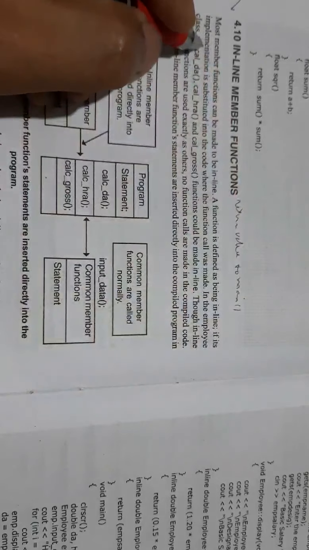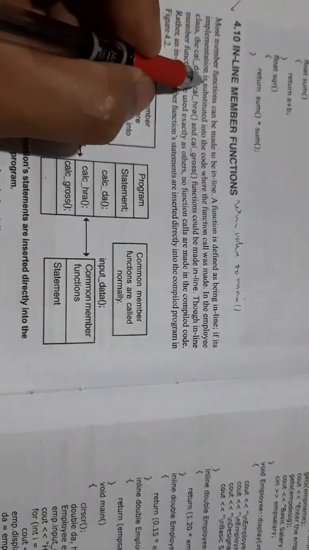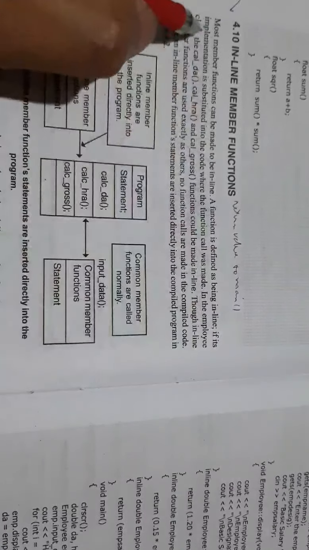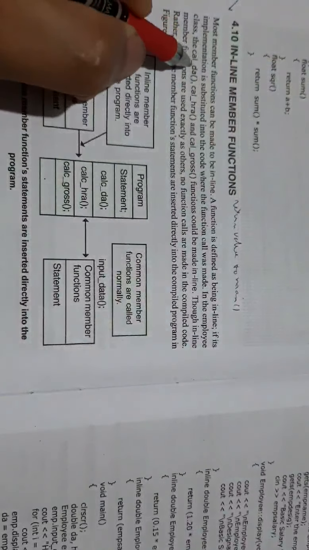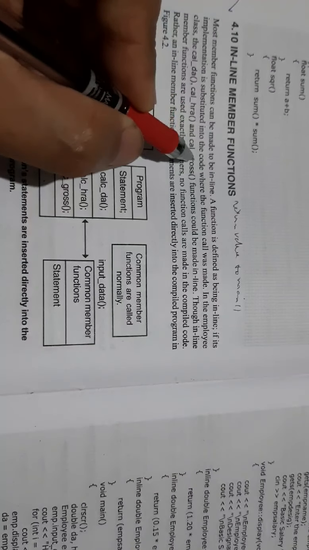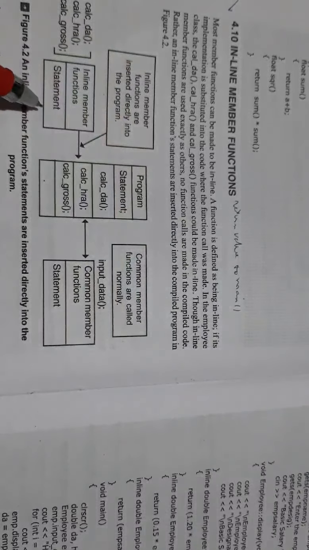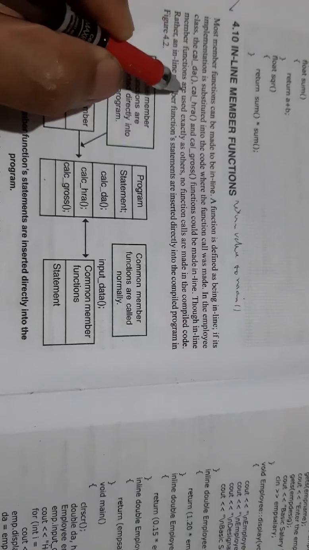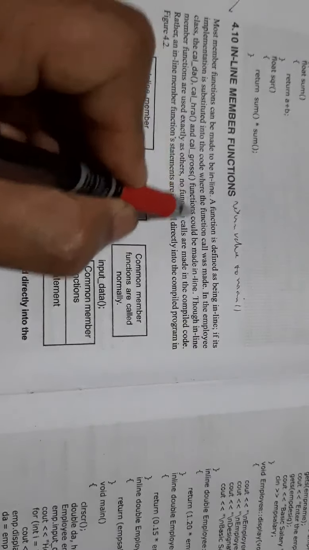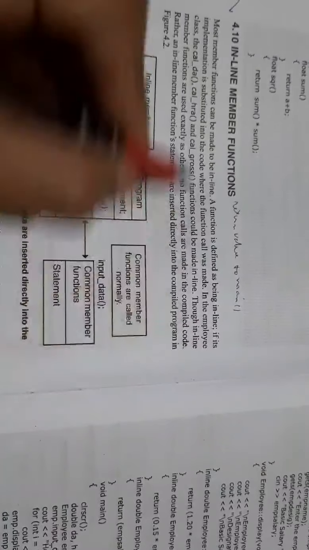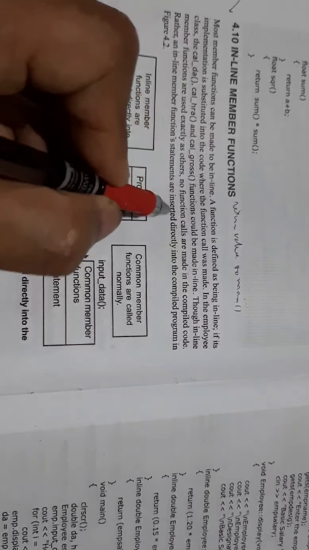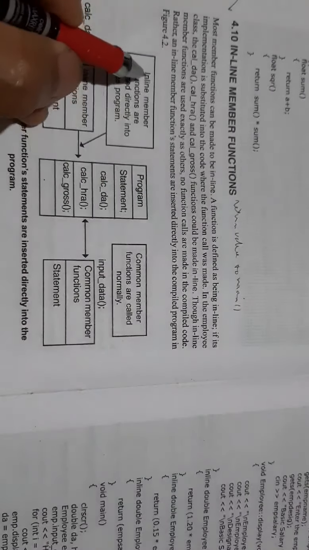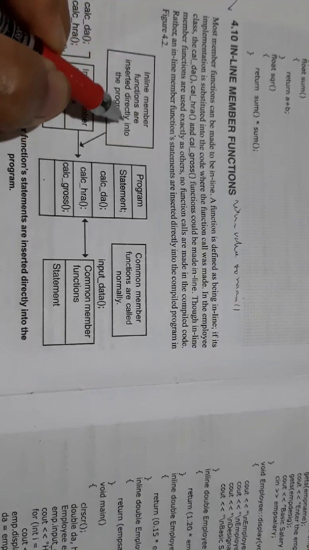Now, its implementation is substituted into the code where the function call was made. In the employee class, that is here, the class DA, calculate HRA and calculate gross functions could be made inline. So that is what we'll see through the inline member functions. Though the inline member functions are used exactly as others, no function calls are made in the compiled code. Rather, an inline member function's statements are inserted directly into the compiled program. So if you see in this program, the inline member functions are inserted directly into the program.